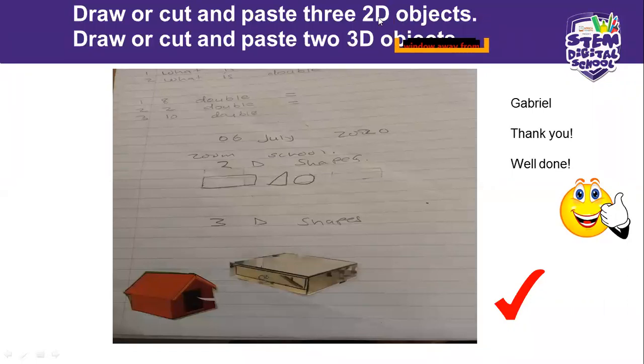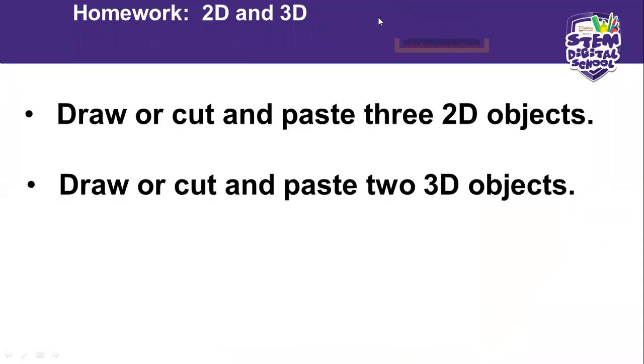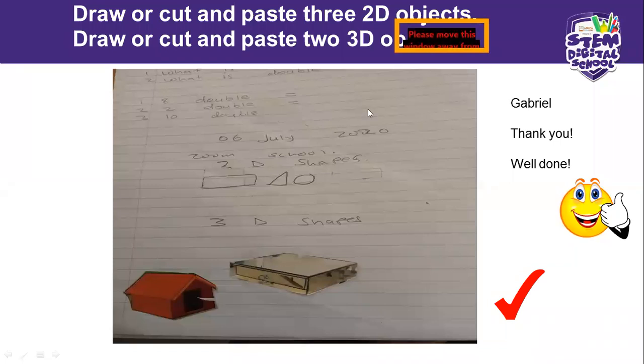Is there anyone who also did their homework but forgot to send it or could not send it? I encourage you to please send it so that I can share it on the slides and we can talk about it. We were supposed to draw or cut and paste 3 2D objects. Let's see what Gabriel has done. There we go. We see Gabriel has drawn 3 2D shapes.